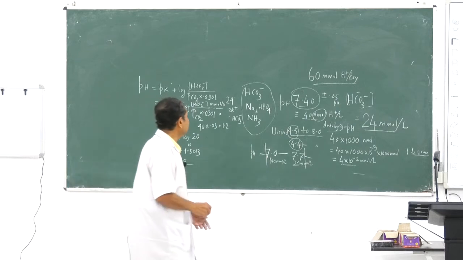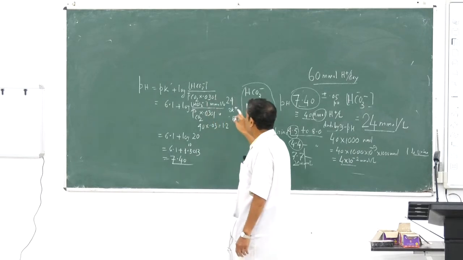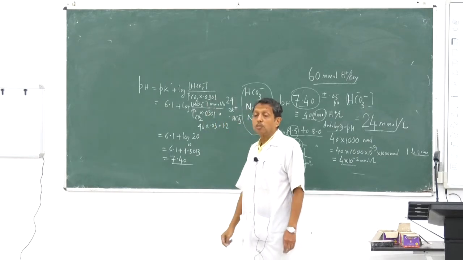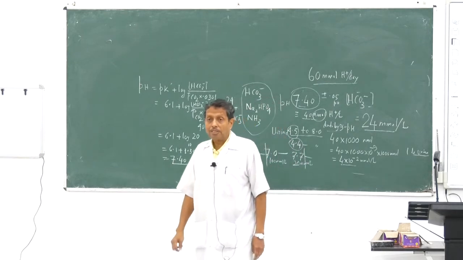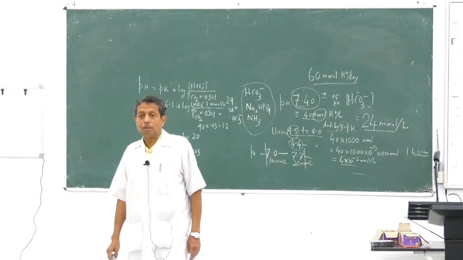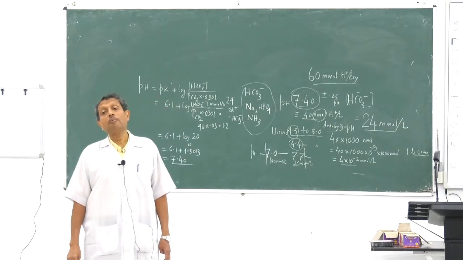So the pH in the proximal tubule can fall up to 6.90. Now it is the requirement of these buffers. Only the bicarbonate buffer will not do. So other buffers are present and they are important.